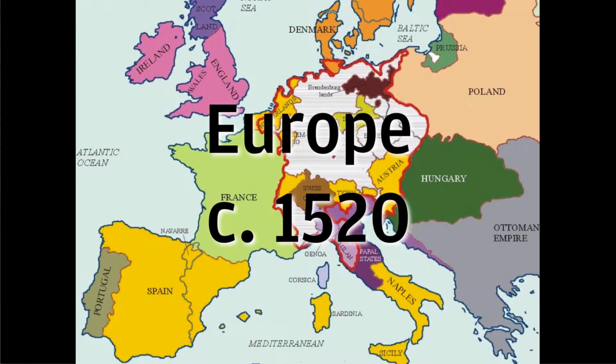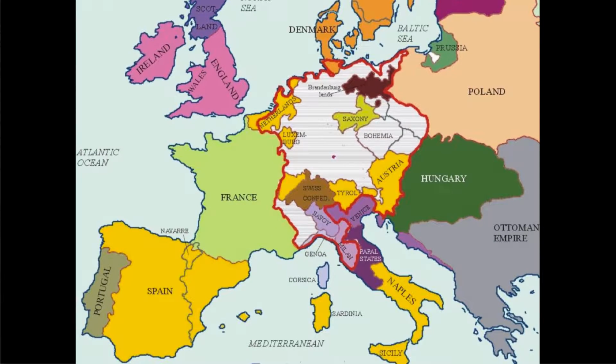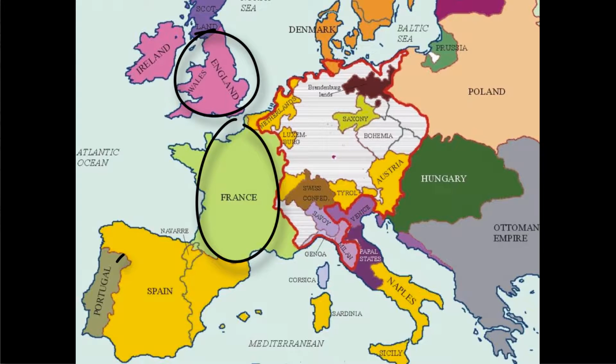Let's start with a map depicting Europe somewhere around 1520. In the west, we see unified nation-states, the kingdoms of England, France, and Spain, strong and consolidated monarchies adjacent to the rim of the Atlantic Ocean.